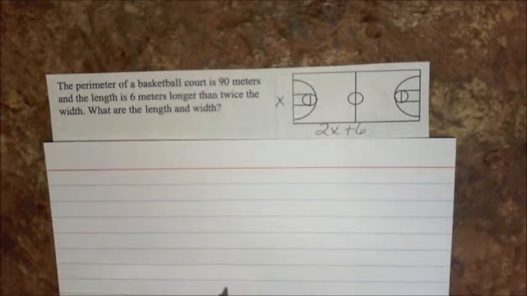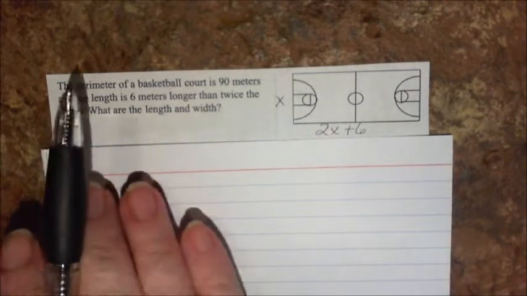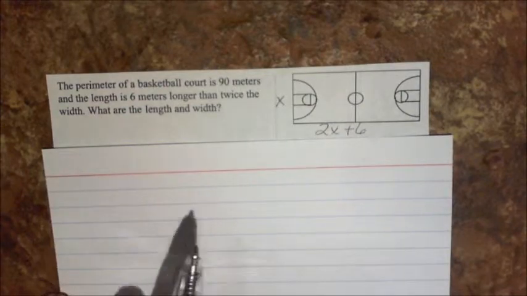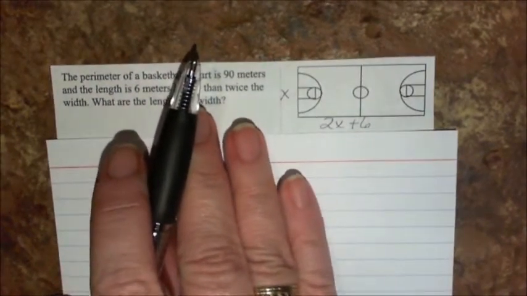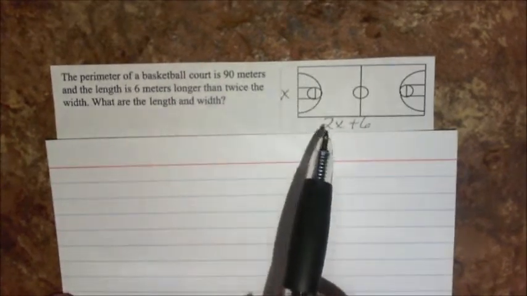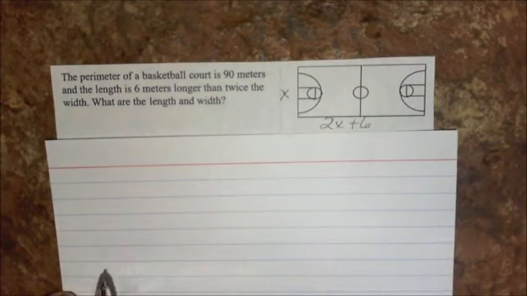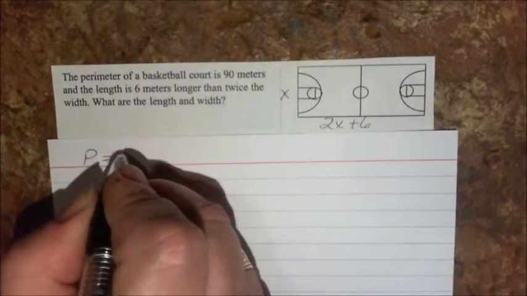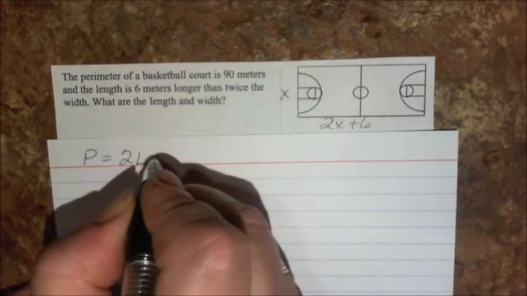describes the length. Now another clue word we have here is the word perimeter. We want to notice that, and we want to know that perimeter of this shape, this is a rectangle, is a formula we can look up. So perimeter of a rectangle is the formula P is equal to 2L plus 2W.